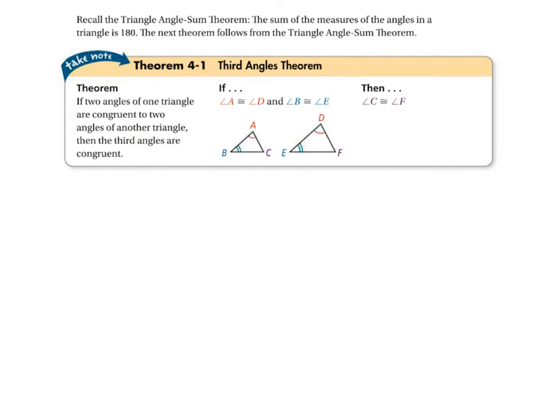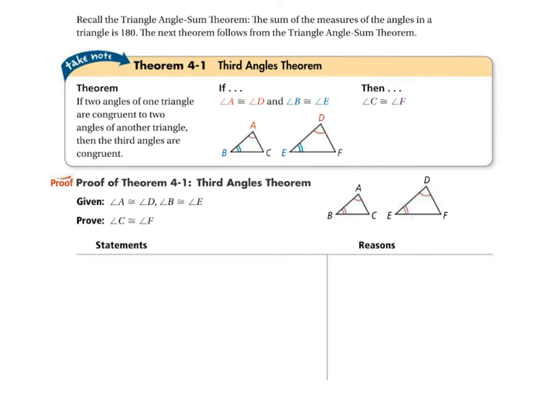C must be congruent to F because if A and B are the same as D and E, they're going to add up to the same amount, leaving the same amount left out of the 180, right? So this plus this taken away from 180 is going to be the same amount as this plus this taken away from 180. So therefore, angle C is congruent to angle F. The third angles theorem. If you know 2 angles in a triangle are congruent to 2 angles in another, you know the third angle is congruent as well. Neat. Okay. And here is a proof of it, in case you want to see it.